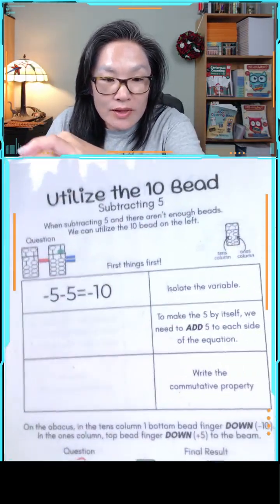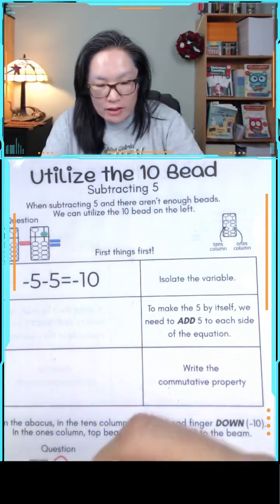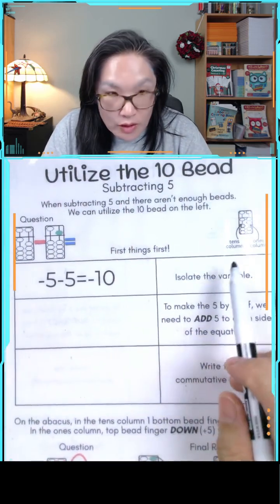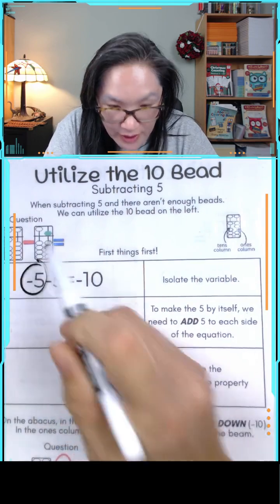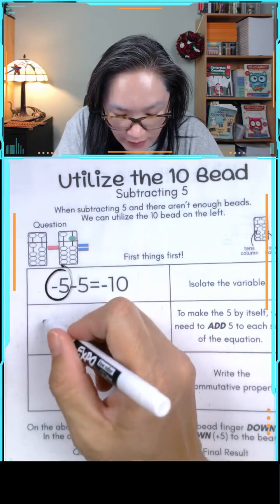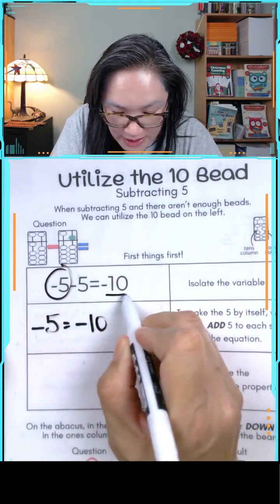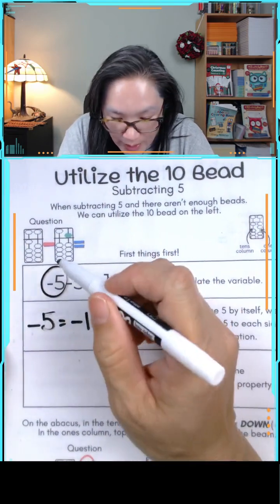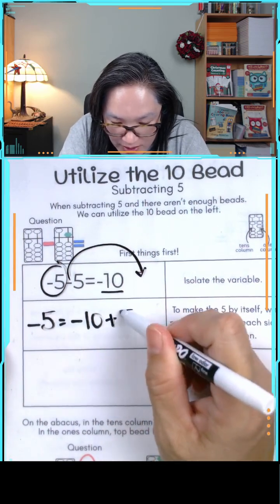Okay, so we're talking about the 5 plus 5, right? What we're going to do is we need to isolate the variable. To isolate the variable, we need to minus the 5. So minus the 5 is what? Minus the 5 is equal to minus the 10, because we keep that as a minus. And then what happens? This 5 goes to this side over here. So this becomes plus the 5.